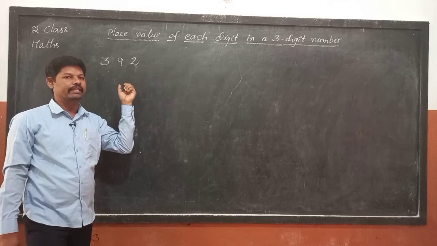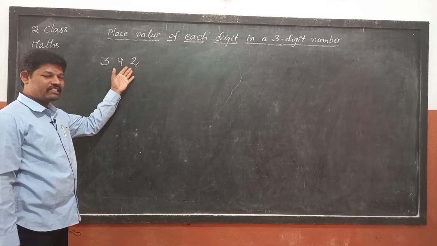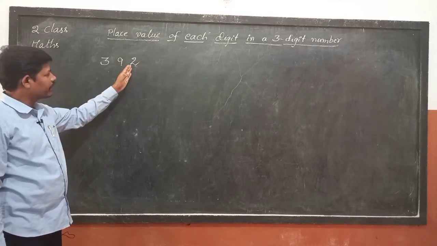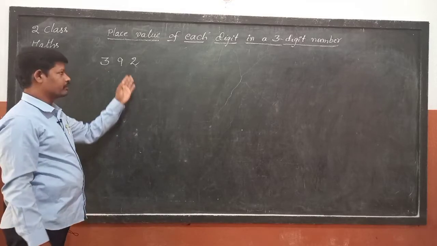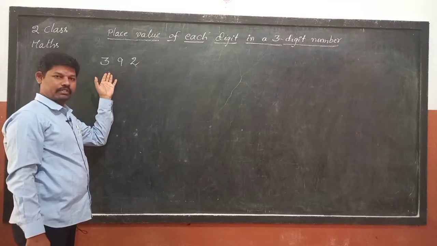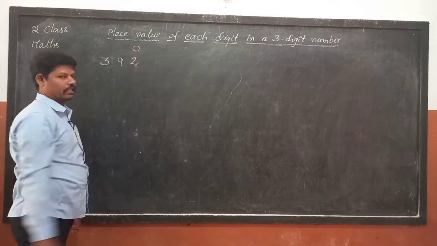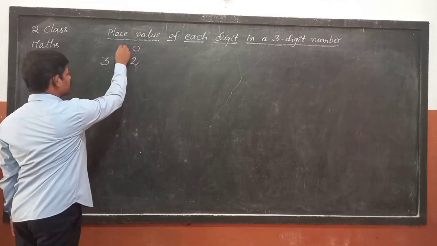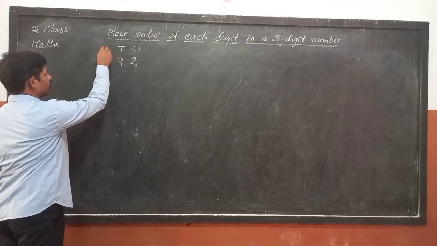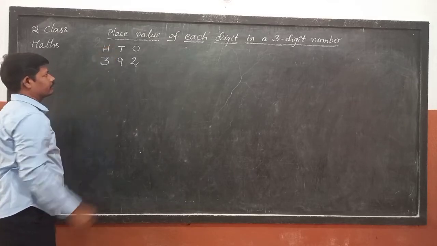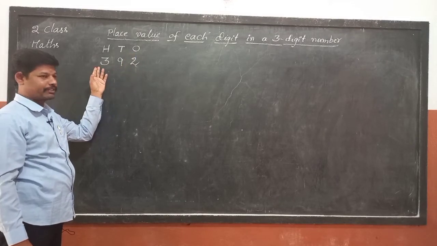To know how to read the number, you should know the place values of each digit. So what is the place of the first digit? From right to left we have to give the place values. So this is ones place, already you know that, and this is tens place, and the last one is hundreds place. Ones place, tens place, hundreds place.